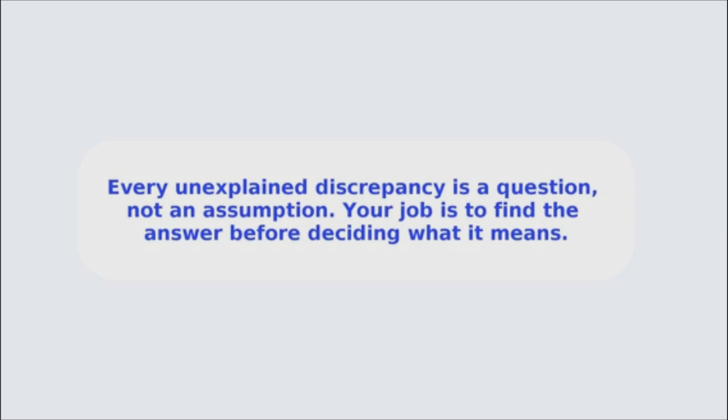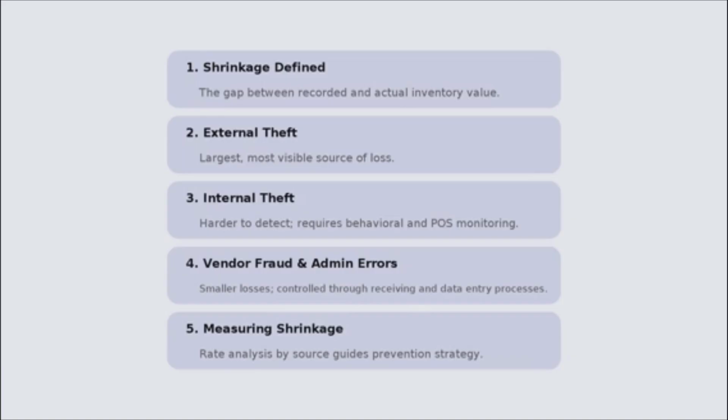Let's recap this lesson. Shrinkage is the gap between what your records show and what's physically there. External theft is the biggest and most visible source. Internal theft is smaller but tougher to catch. It demands a different approach. Vendor fraud and administrative errors need process controls at receiving and data entry. And measuring shrinkage as a rate, broken down by source, turns observation into strategy.